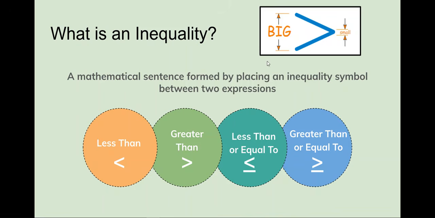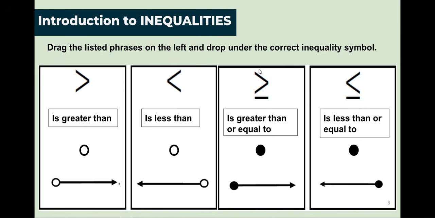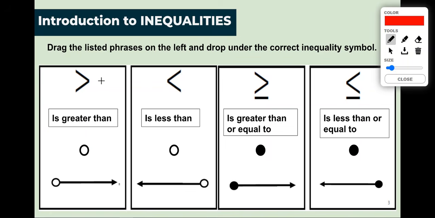Remember that when you're looking at the inequality symbol, typically the mouth or the open part of the arrow is pointing towards the largest number, and the tip of the arrow is pointing towards the smallest number. So let's take a closer look at each of the symbols. When we're looking at a symbol that opens like this, we read this as greater than.